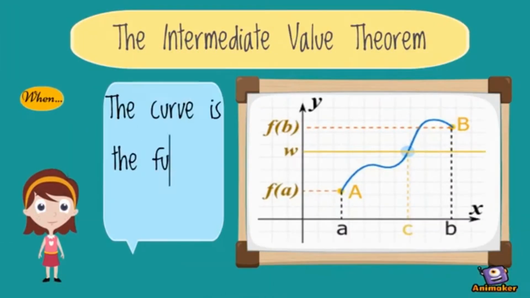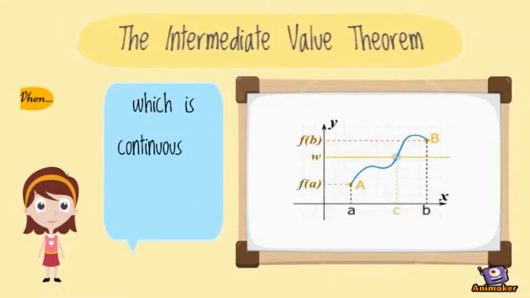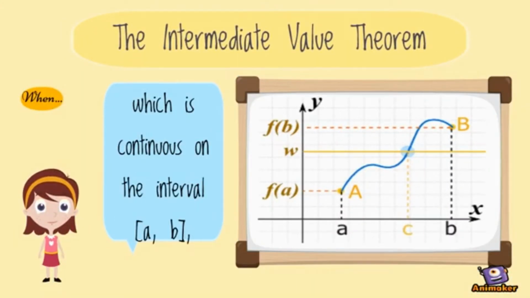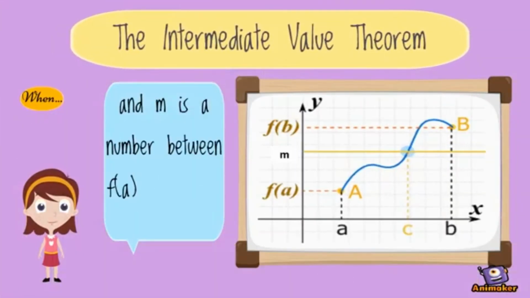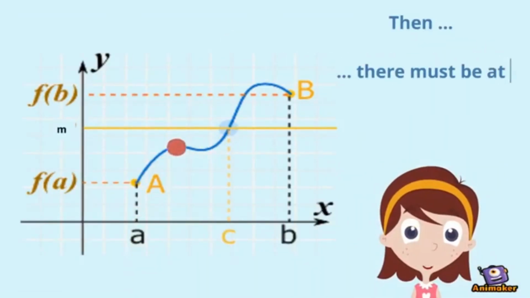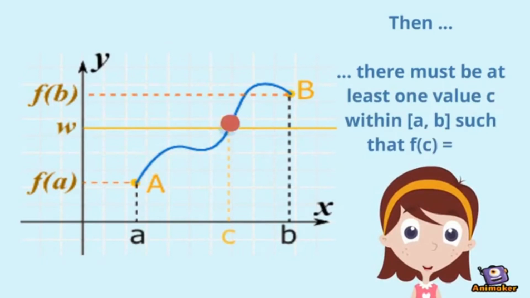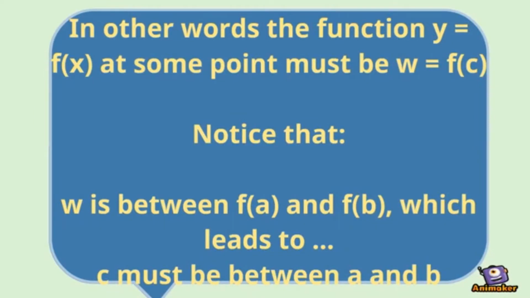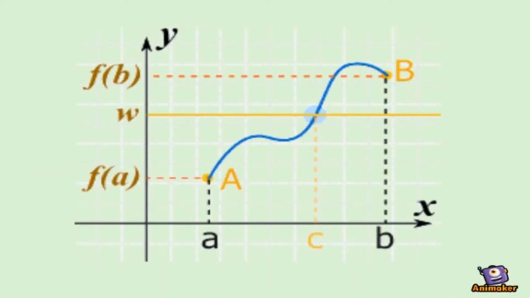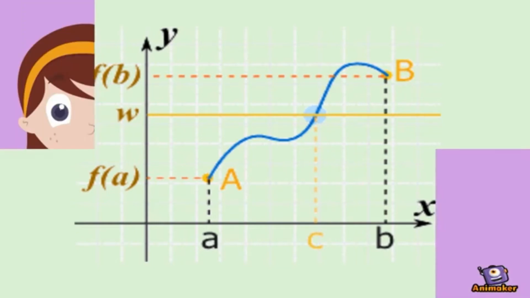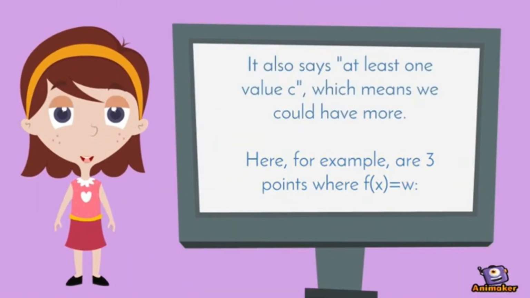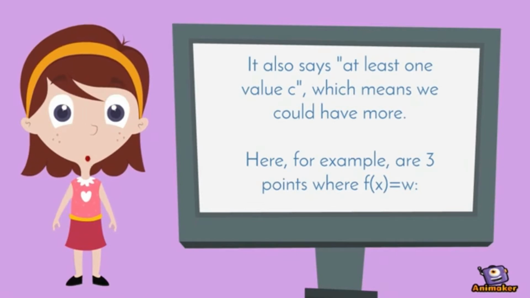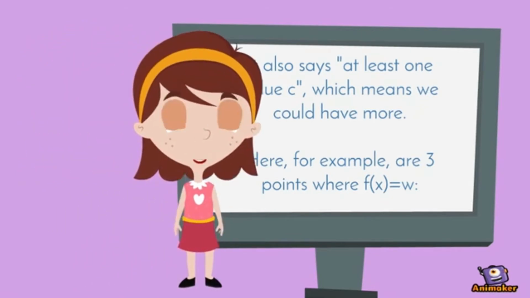When the curve is the function f which is continuous on the interval a to b, and m is a number between f of a and f of b, then there must be at least one value c within a to b such that f of c is equal to m. It also says at least one value c, which means we could have more. Here, for example, are 3 points where f of x is equal to m.